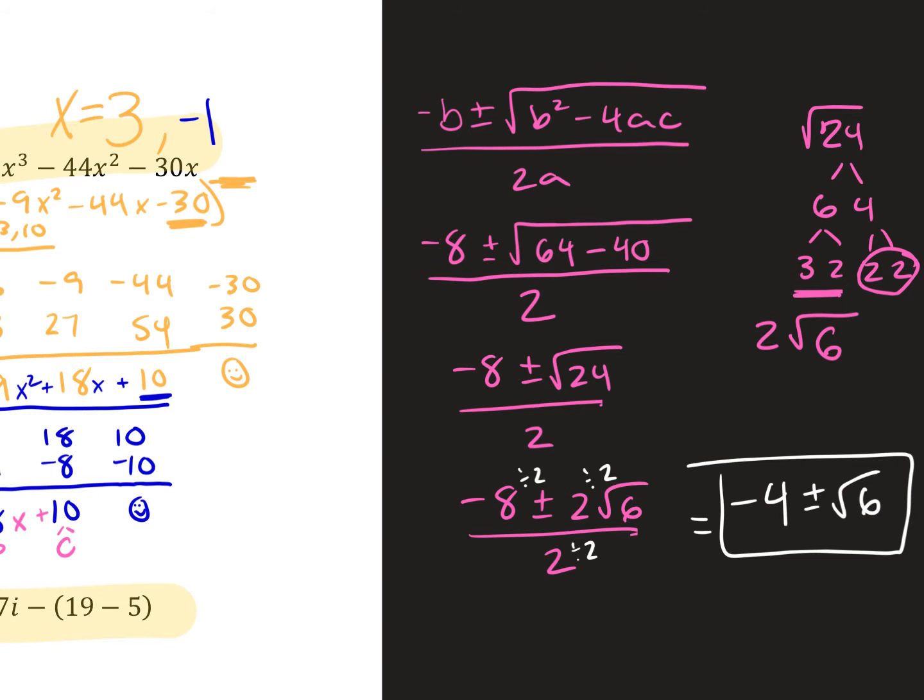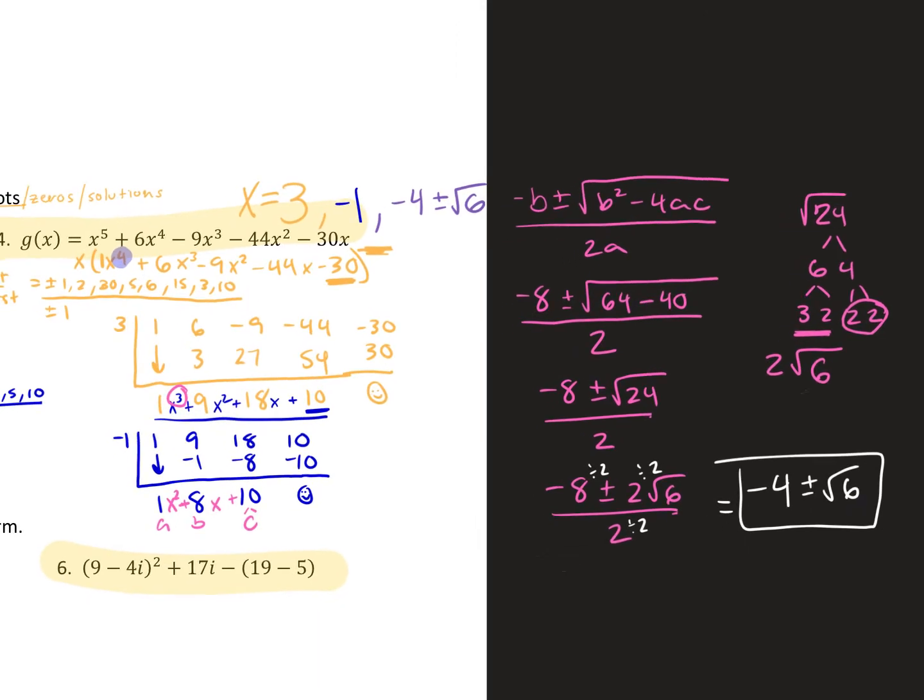Yeah, because it doesn't have an i in it, so it would be a real 0. So I'm going to add that to my list. So negative 4 plus or minus square root 6. So that gives us 2 more answers there.